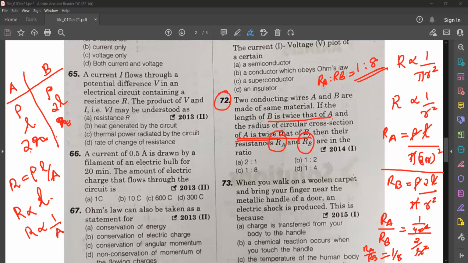Go through each and every step. It is very easy, only you have to understand. You have to write like this, otherwise you will get confused. A and B, same material means rho constant. Then find the relation between L and the relation between r, and just substitute in the formula R is equal to rho L by A. You will get the answer, so this is 1 is to 8. Question 72's answer is option C. Please go through it.